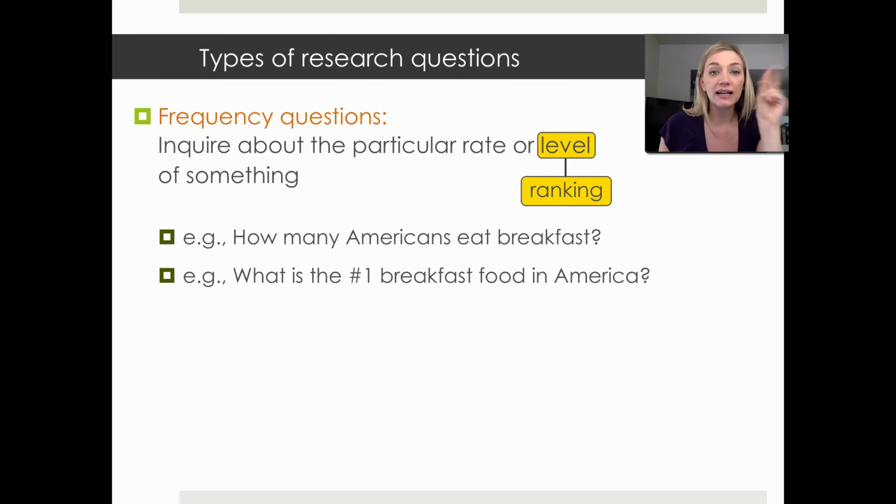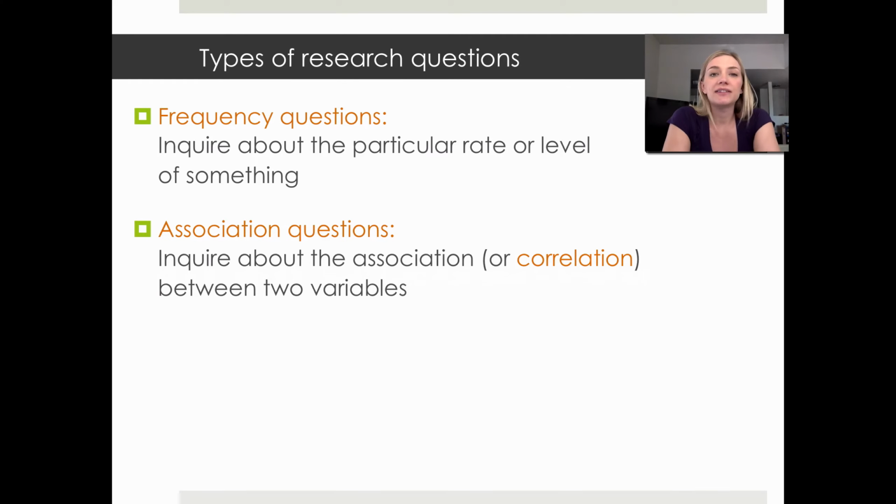Okay, the second type of research question is an association question. And this type of question asks whether two variables are associated, hence the name, or whether two variables are correlated. Association and correlation mean exactly the same thing, so you can use those two words interchangeably. And when we're asking about whether two variables are associated, we're asking about whether these two variables co-occur. So when one of the variables is present, is the other variable present too? Are they correlated? Do they co-occur?